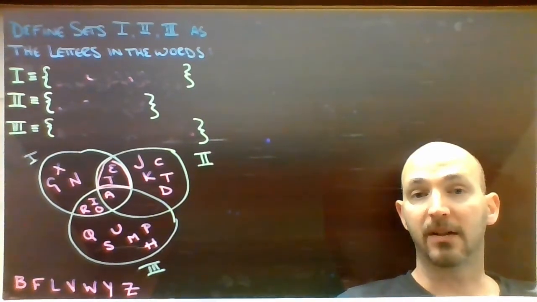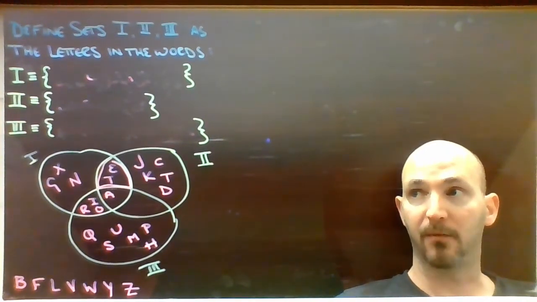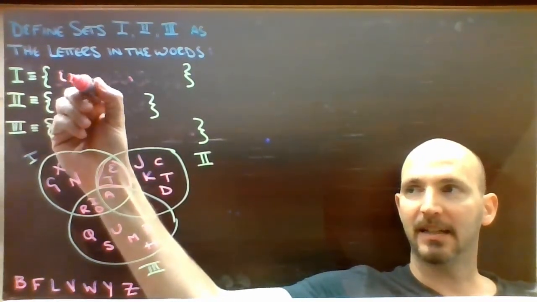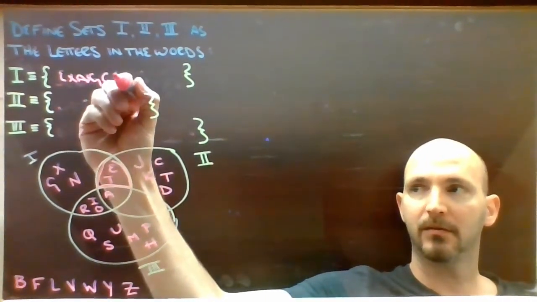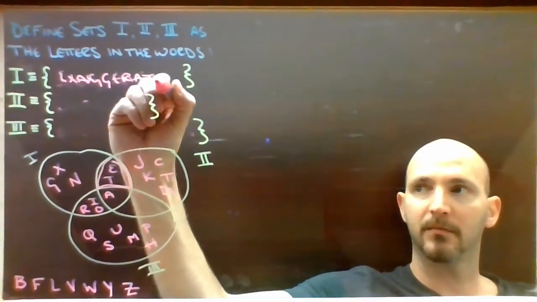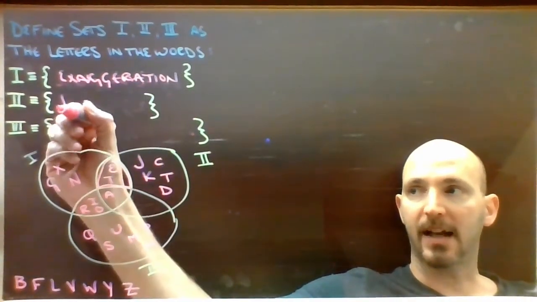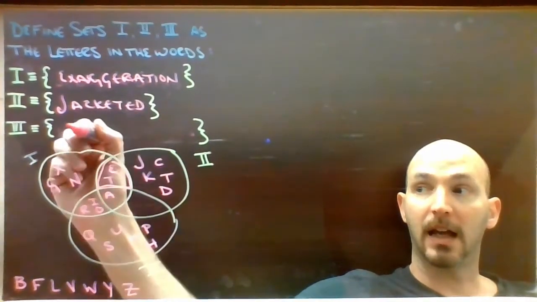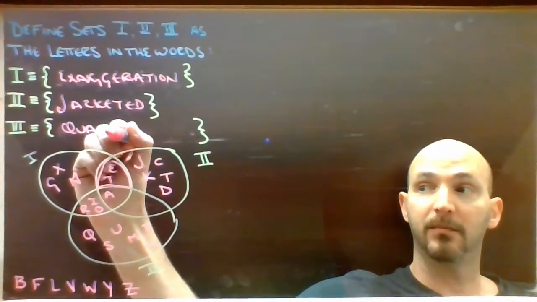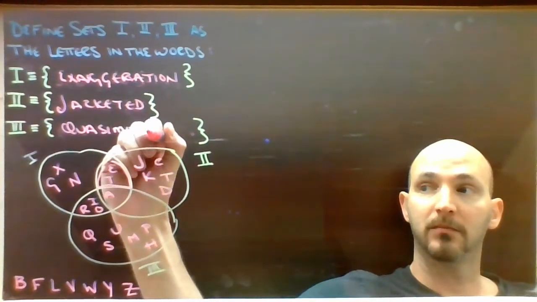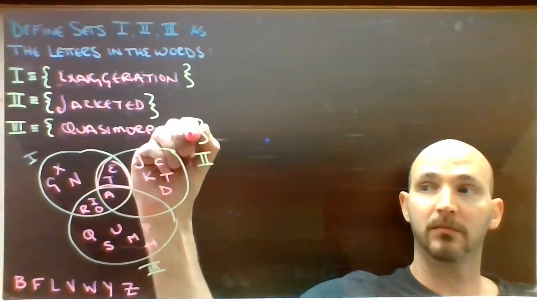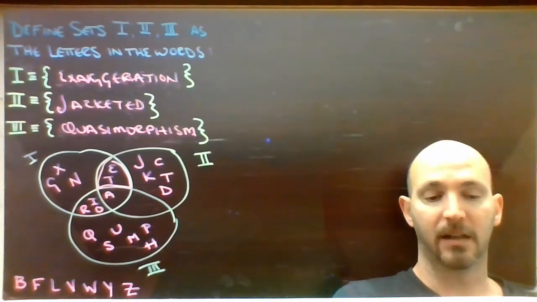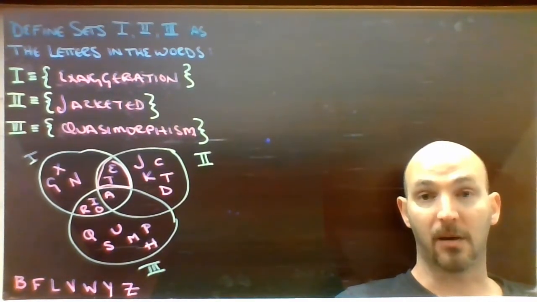So I have all of the letters of the alphabet sorted now from those words, which were, let me fill them back in for you, exaggeration, jacketed, and quasimorphism. So now that we're sorted, we're going to start doing some set operations.